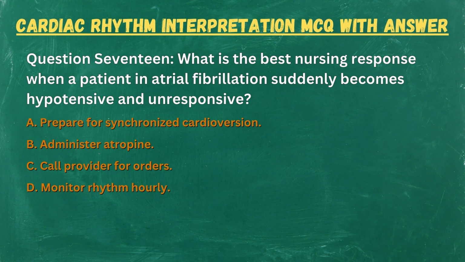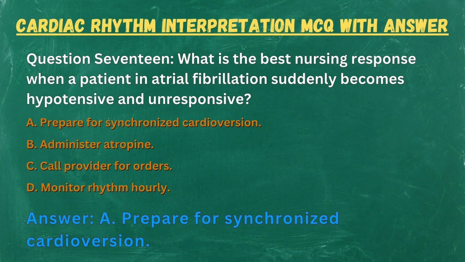Question 17. What is the best nursing response when a patient in atrial fibrillation suddenly becomes hypotensive and unresponsive? A. Prepare for synchronized cardioversion. B. Administer atropine. C. Call provider for orders. D. Monitor rhythm hourly. Answer: A. Prepare for synchronized cardioversion.